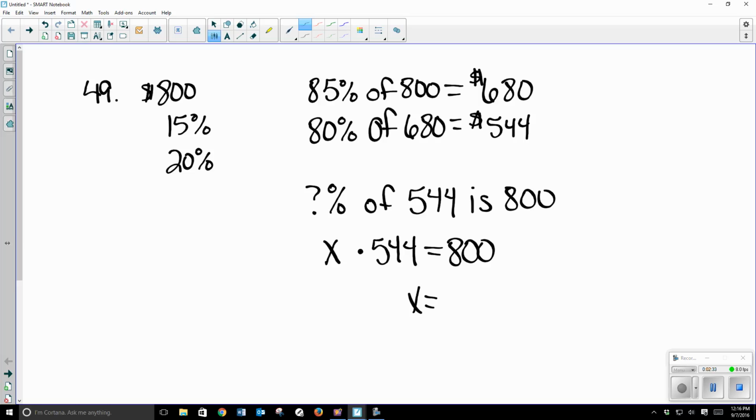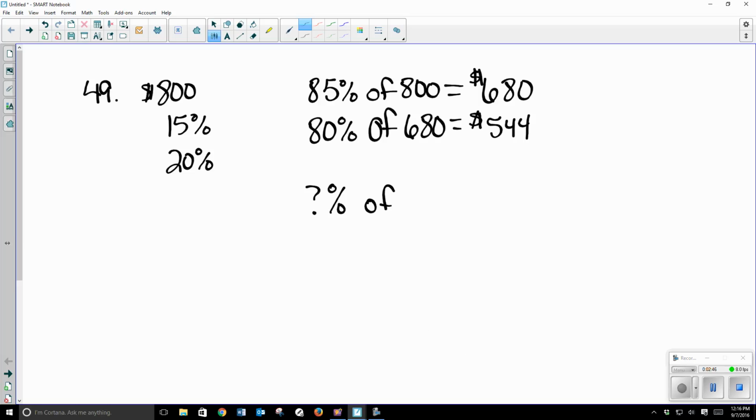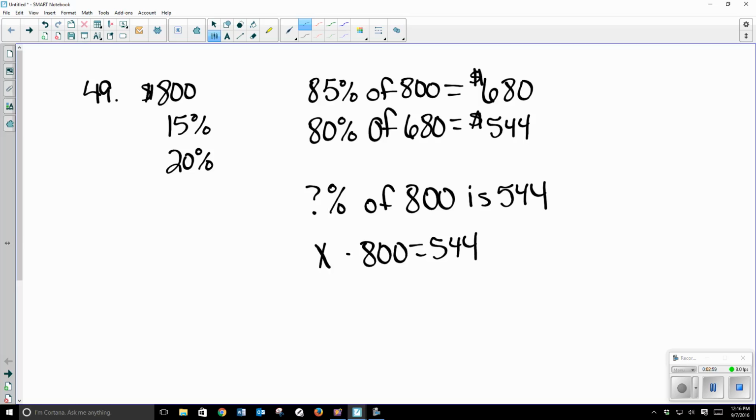The 800 and the 544. Hold on a minute. What percent of the original price, of the original price, I have these two backwards. What percent of the original price is 544? So then that's x times 800 is equal to 544. So x is equal to 544 divided by 800, which is 0.68 or 68%.